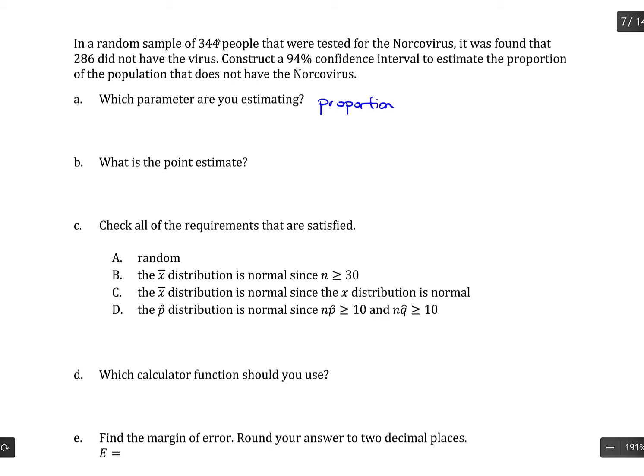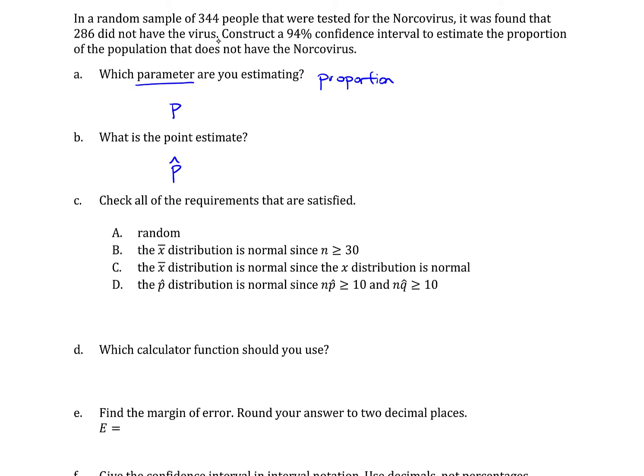Since we're talking about a parameter, parameters are related to populations. So therefore, we're looking for a population parameter P. So what is the point estimate? Well, the point estimate that we use to estimate the value of the parameter P is P hat.